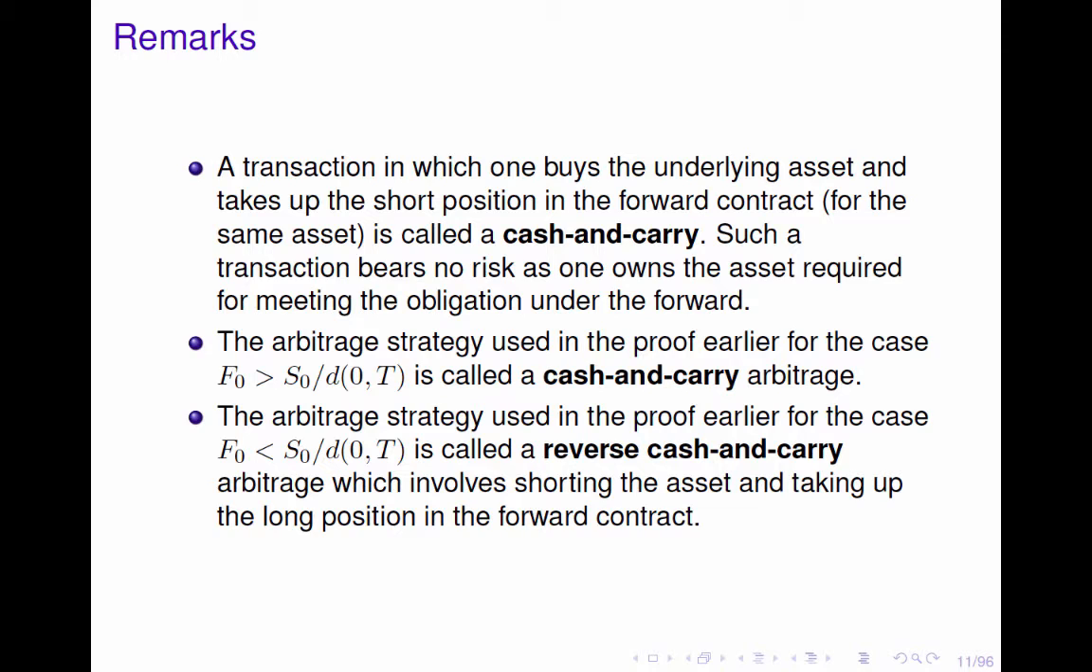Obviously, such a transaction bears no risk, because the long position of the asset covers the later obligation to deliver the underlying asset under the forward. Therefore, the arbitrage strategy used in the proof for the case when F0 greater than S0 divided by the discount factor is called a cash and carry arbitrage. And that used for proving the reverse case is called the reverse cash and carry arbitrage.